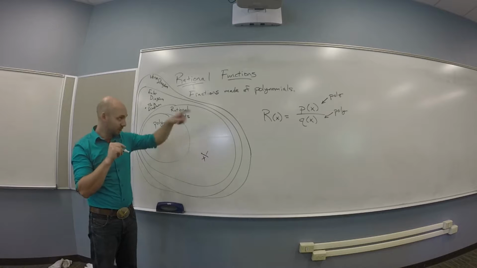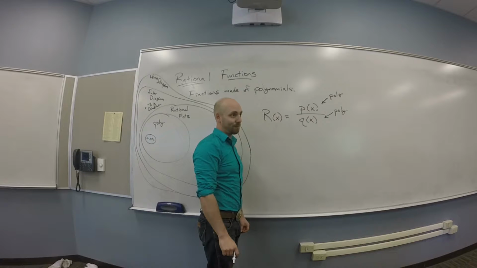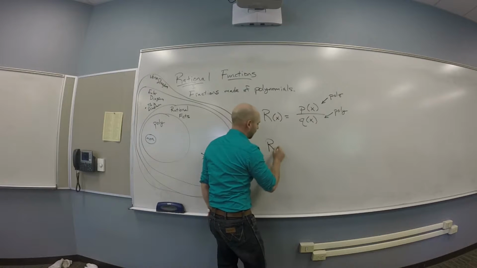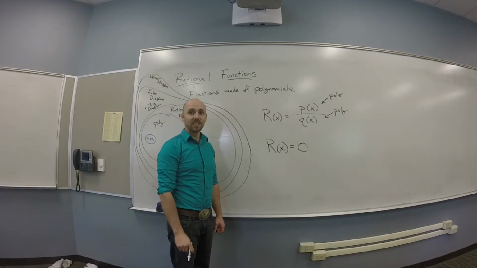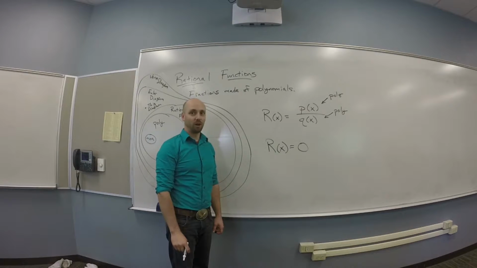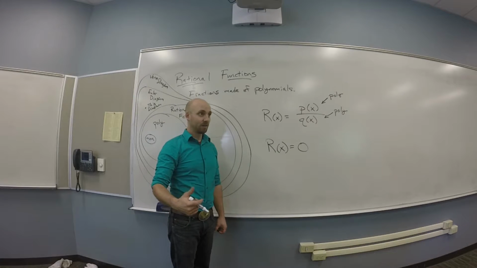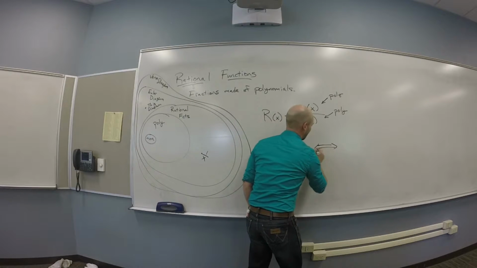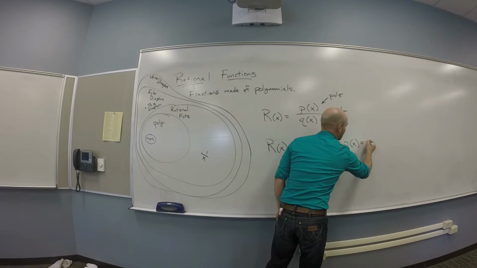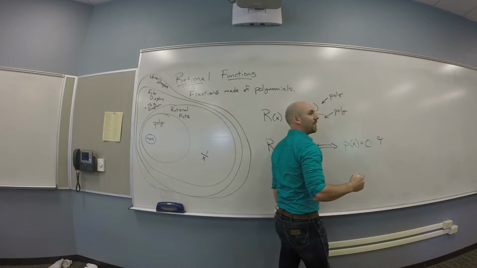Okay, so this is the form of a rational function, and then there's some interesting stuff that can happen. First things first, my rational function, if I set it equal to 0, when is a fraction 0? When the top is 0, right? So p of x is 0.